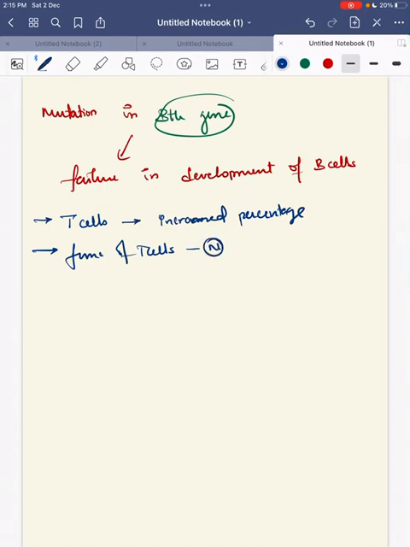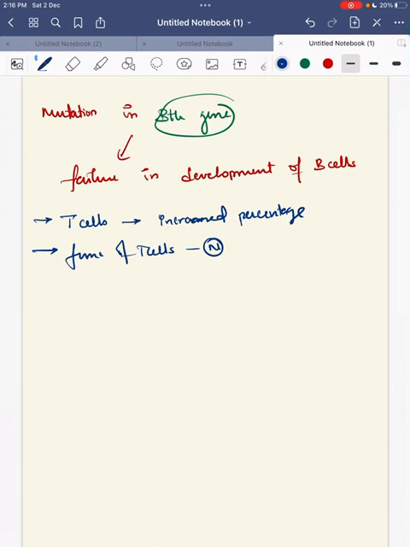But when we discussed Wiskott-Aldrich syndrome, since there was a defect in the T cells, there was a disturbance in B cell homeostasis. But here, B cell dysfunction will not affect the T cells, while T cell dysfunction will affect the B cells. T cell function in X-linked agammaglobulinemia will be normal, but the B cell number will be less and function will also be affected.